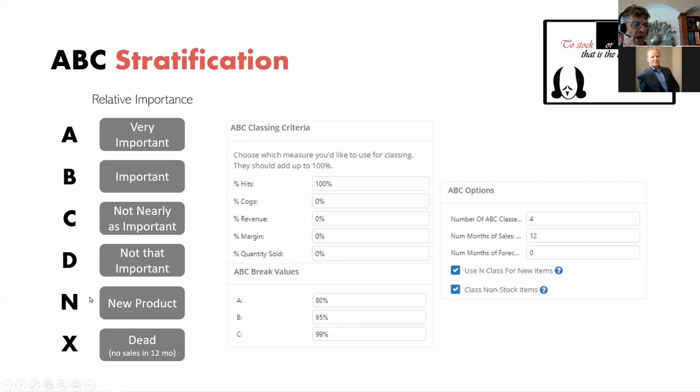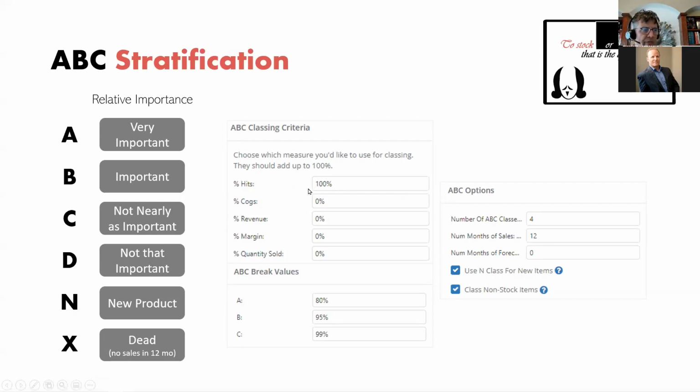N stands for new product, and you determine what new means, if that's 3 months, 4 months, 6 months, 12 months, whatever is most appropriate for your business. And then lastly, the X category just represents items that have not sold in the last 12 months. And there are settings that go along with this.